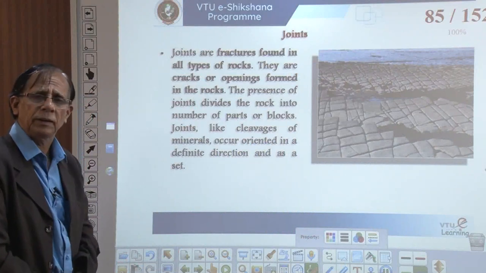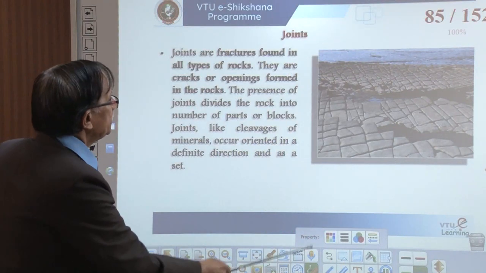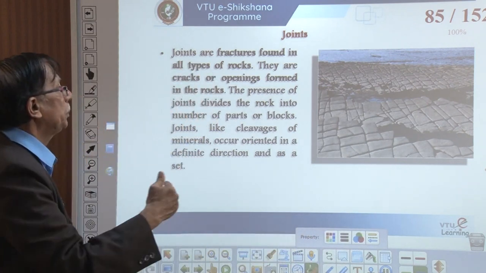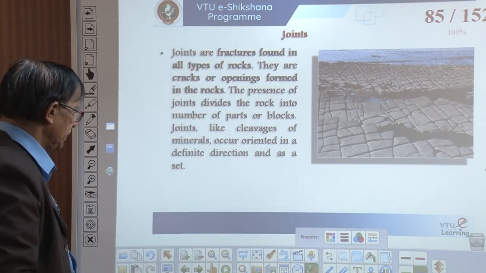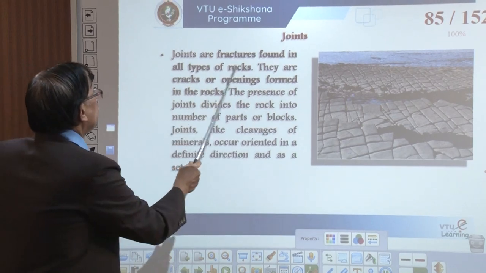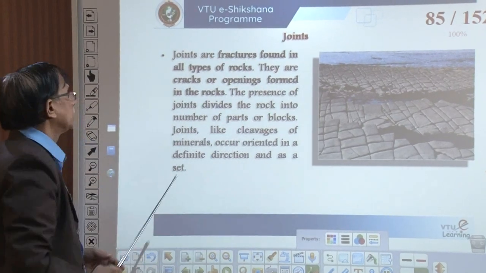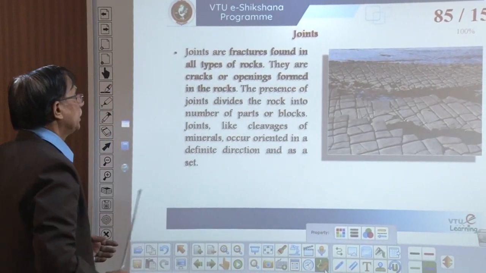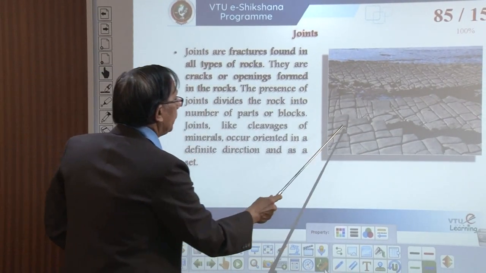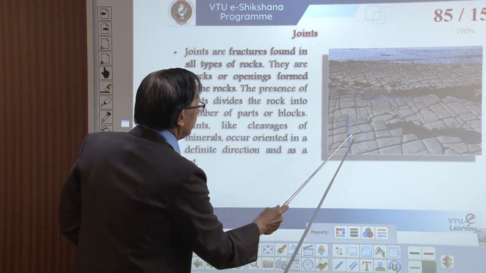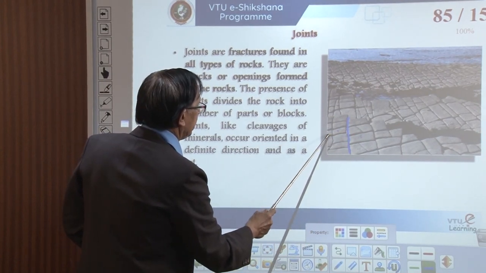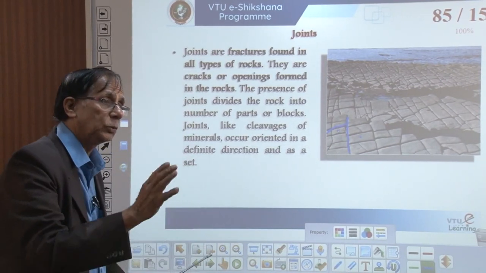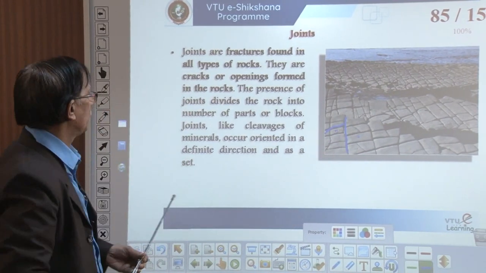Joint is another, as I just said. See this beautiful photograph, this kind of joints developed on the rock surface. These are fractures found in all types of rocks. They are cracks or openings formed in the rocks. Presence of joints divides the rocks. If this is a joint, they divide. This is the joint, this divides the rocks into smaller and smaller blocks.